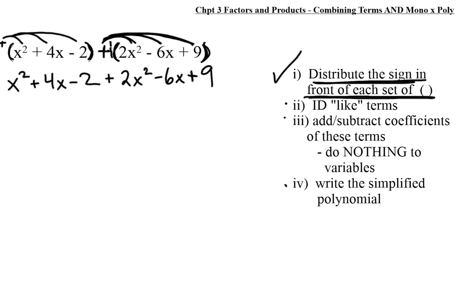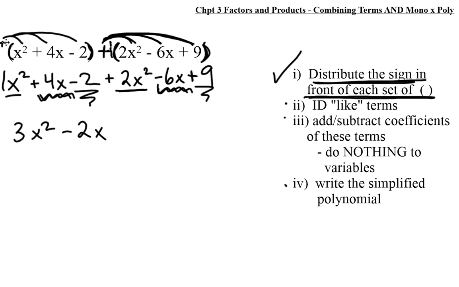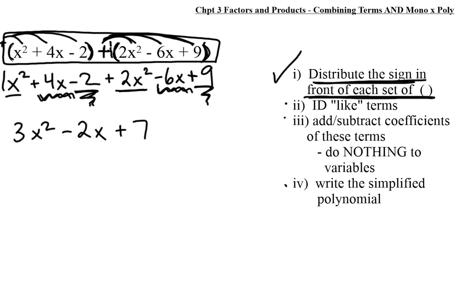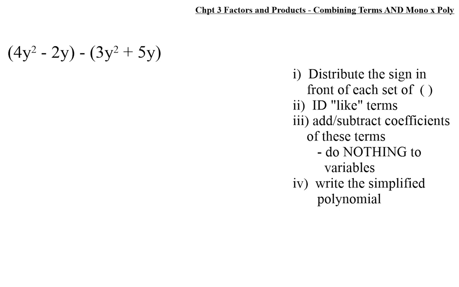So at this point, identify your like terms. We have x squared terms, we have x terms, and we have constants. 1x squared and 2x squared is 3x squared. 4x, negative 6x is a negative 2x. Negative 2, positive 9 is a positive 7. We took this trinomial plus a trinomial and simplified it down to just one trinomial, combining like terms.